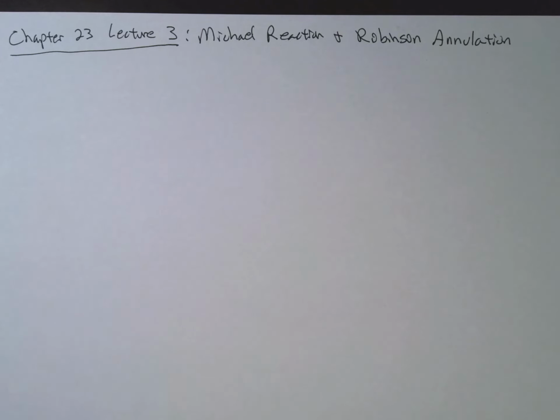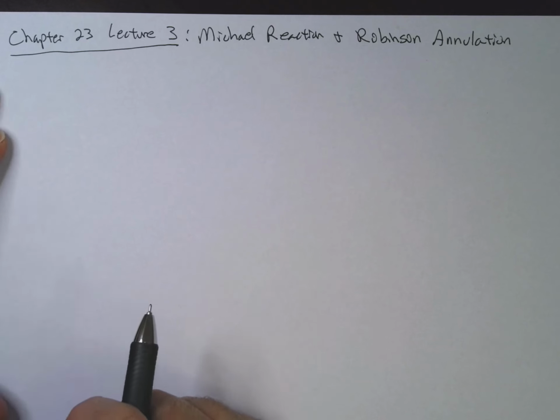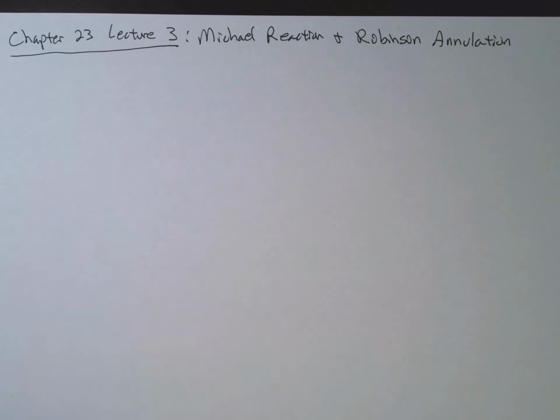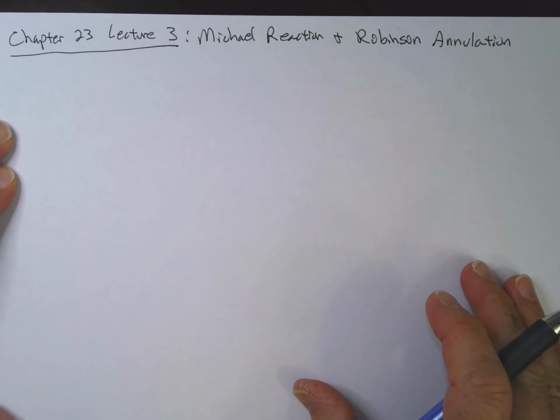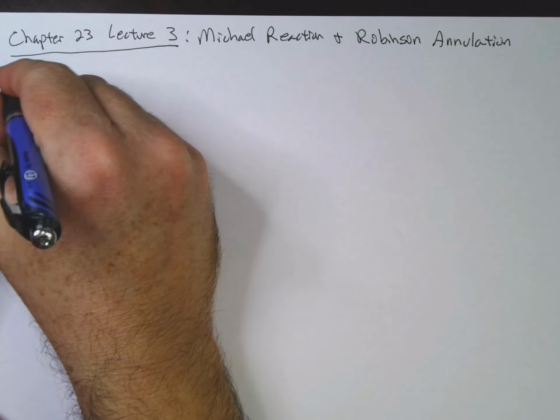Hi again, Dr. P here, and in this lecture video we'll take a look at the Michael reaction and the Robinson Annulation, which is actually a ring-forming reaction involving a Michael reaction and an Aldol reaction. Alright, so let's start with the Michael reaction.